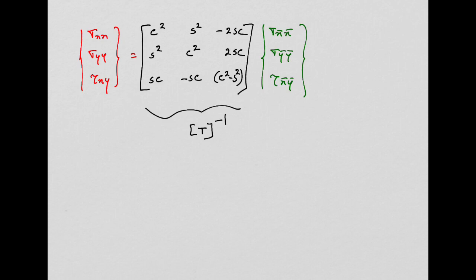Of course, we can just memorize this transformation matrix and the inverse of the transformation matrix to transform the stresses from one coordinate system to another. That is not a problem. I think the most important thing here is for you to understand what is going on here. So why do we need to do the transformation?